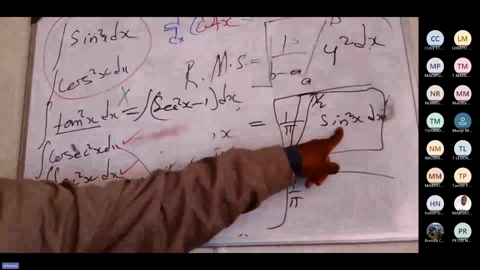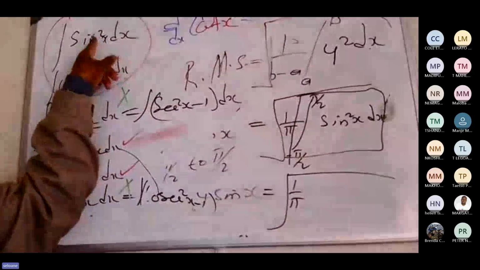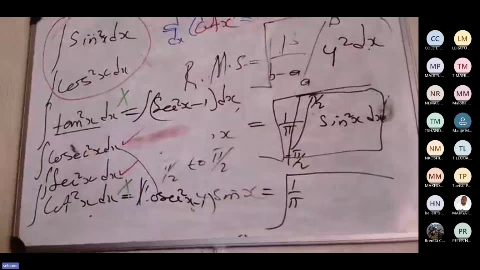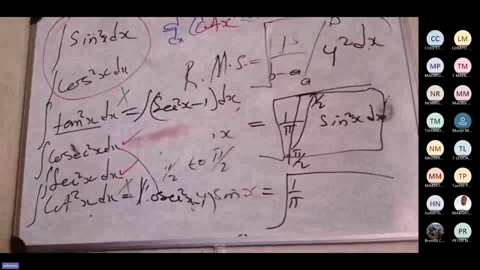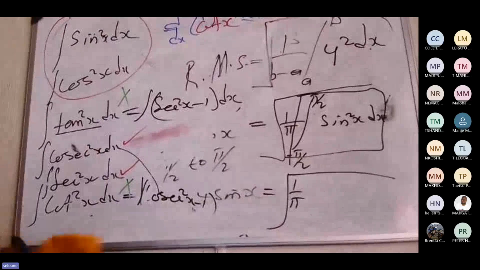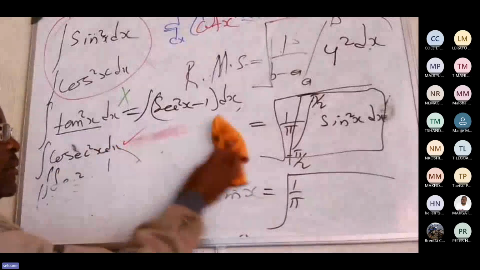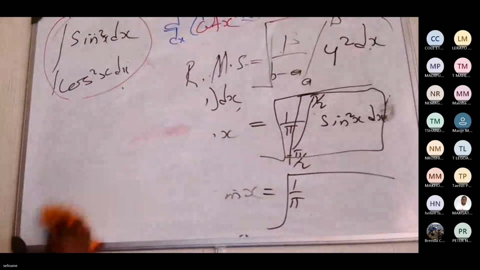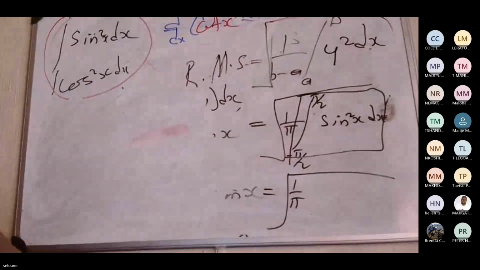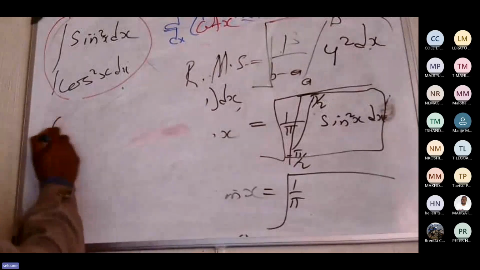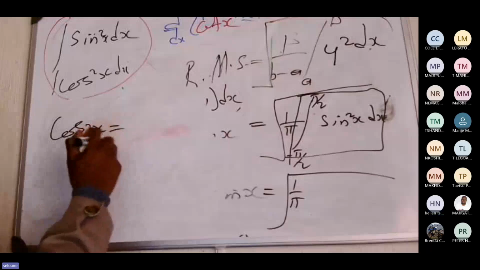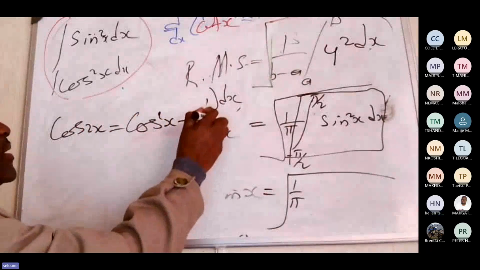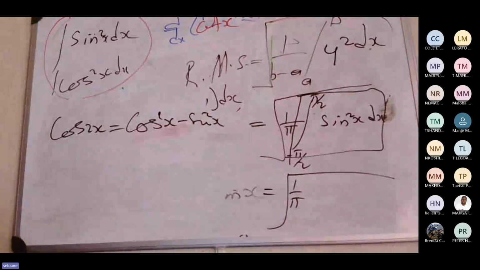That is this one now, because sine squared x. How do we integrate this? We know we are going to use what? That of cos 2x. We know cos 2x is cos squared x minus sine squared x. We know this.